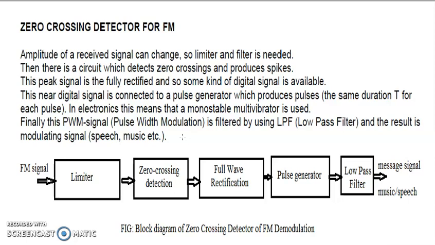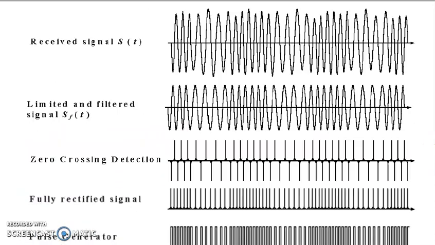In the last session we were doing the study of the zero crossing detector for FM demodulation. Just revising once, this is the block diagram of the zero crossing detector for FM demodulation, in which we were using a limiter, zero crossing detector, full wave rectifier, pulse generator and low pass filter. And we have seen all the outputs of each block in the waveform just like this.